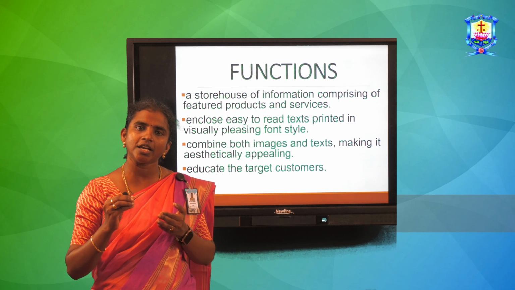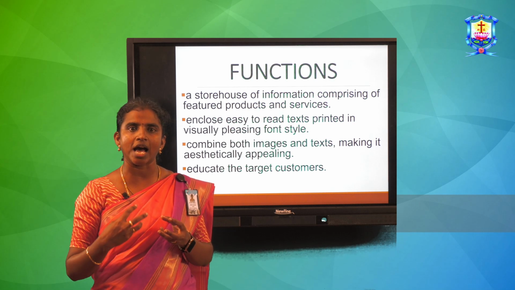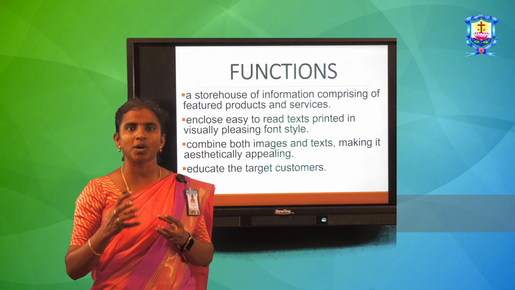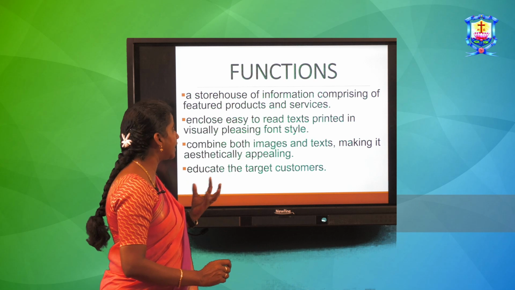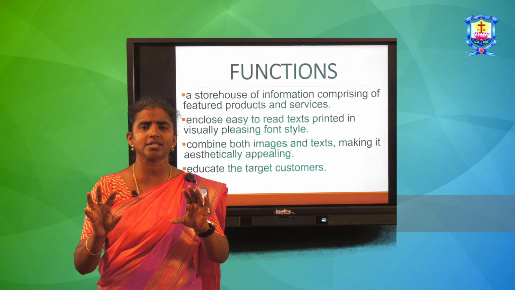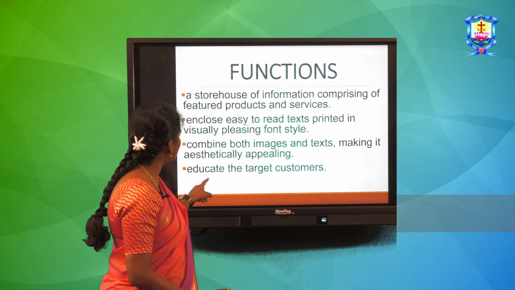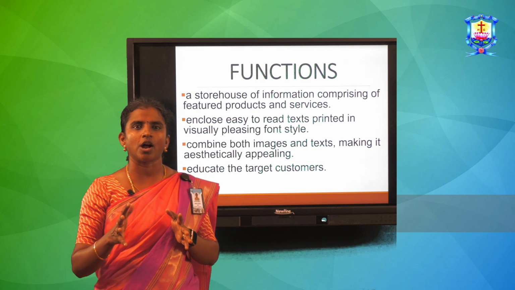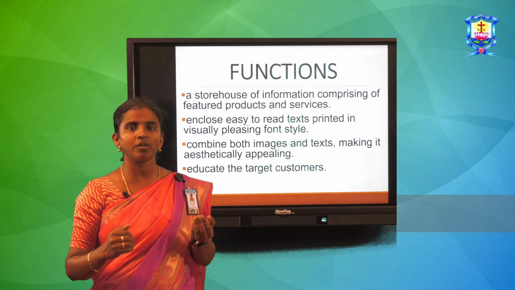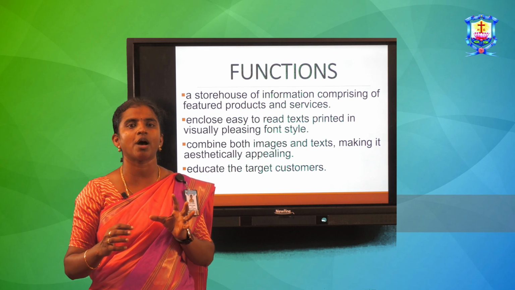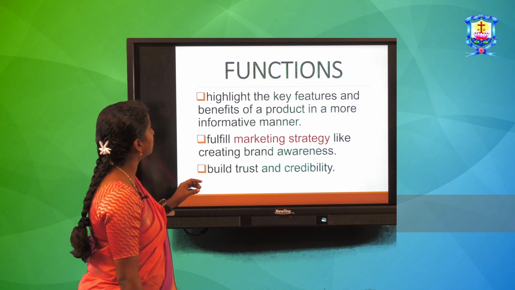Not only in the written format, it also has some designs, some pictures, some attractive things that make the target people get attracted towards the particular product. Next, it combines both images and text, making it aesthetically appealing. Exactly, images and text together give a finishing way of explaining to the audience. Educate the target customers. When you take a product, it has to reach the customers. The best way is through the brochure, people will be able to understand the information about the particular product. It will highlight the key features and benefits of a product in a more informative way.